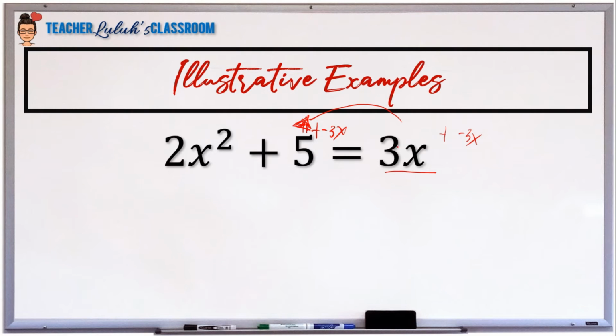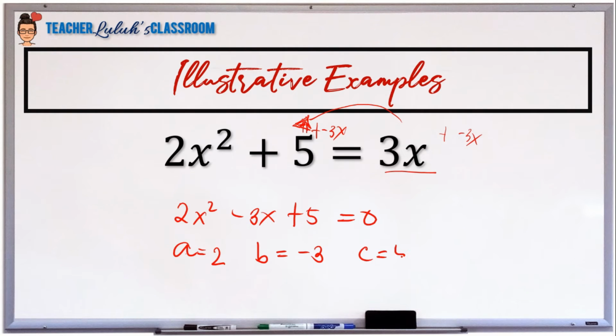Okay? Pero para mas mabilis, transpose, lipat lang sa kabila, so magiging 2x squared. Positive si 3x doon, magiging negative 3x, then plus 5 equals 0. Standard form na. Okay, and then, what's our coefficients? We have A kasama ni x squared, so that's 2. B kasama ni x, negative 3. At si C, yung walang kasama, 5. Alright? So, yun na yung standard form.